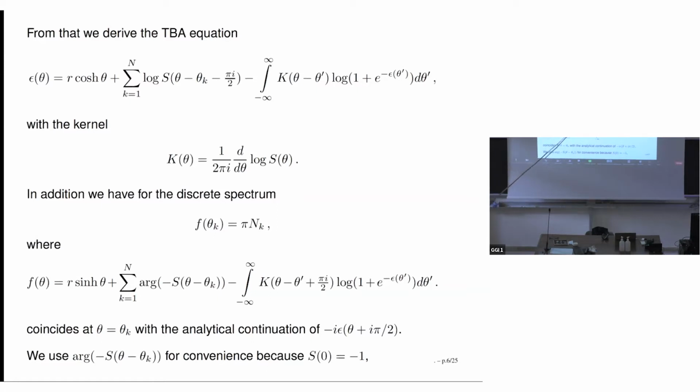Of course, it does not look very simple, but the point is that the iterations for this system of equations converge much faster than for any linear equation. So if you put it on the computer, you immediately find the spectrum with huge accuracy, whatever you want. It's convenient for me to use minus S here because the S matrix is minus 1 at 0, so it's better to do it this way.